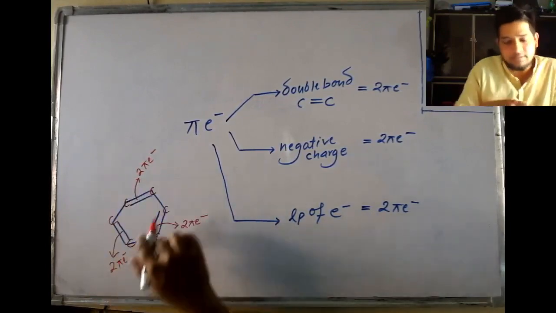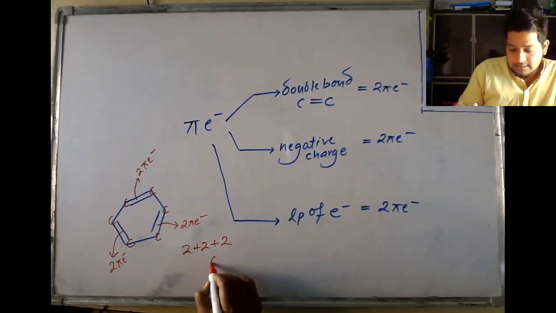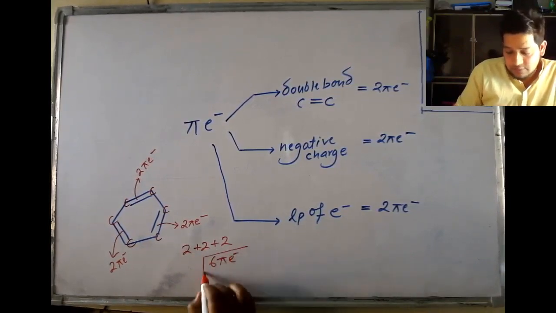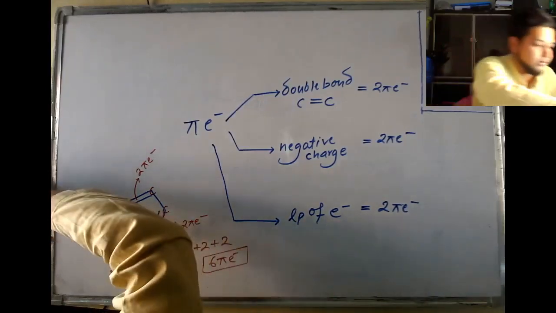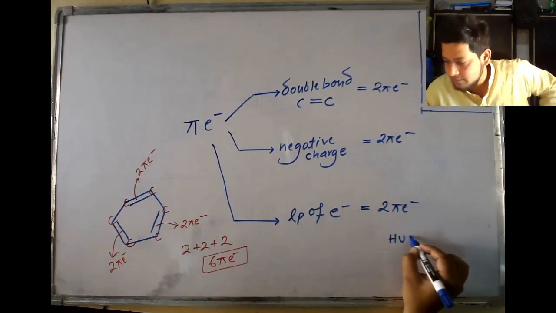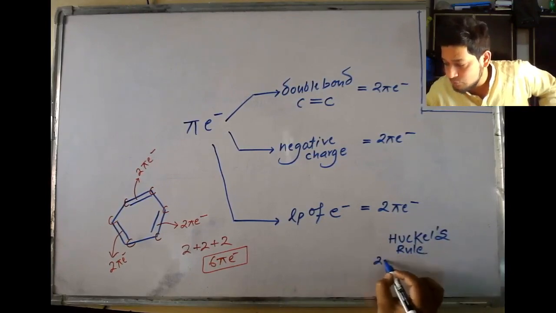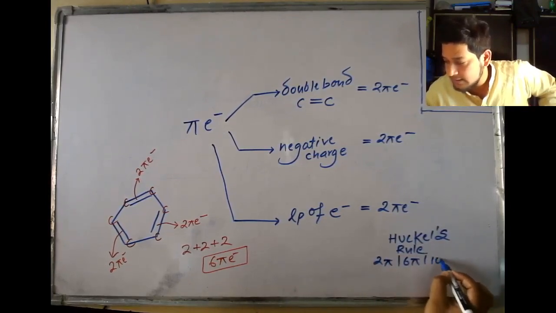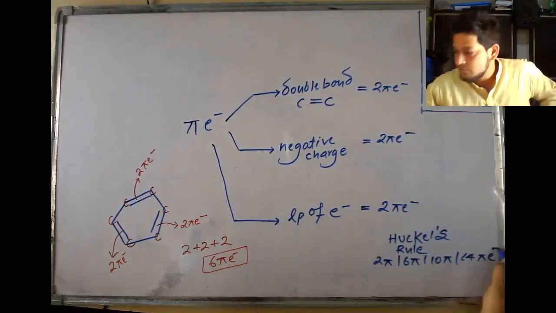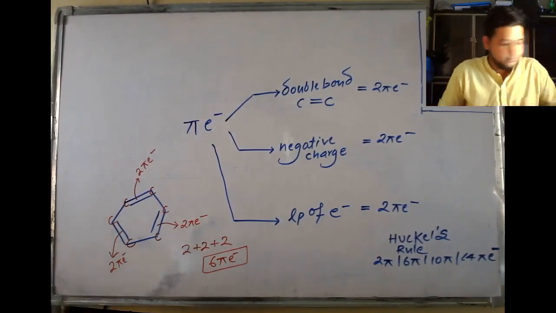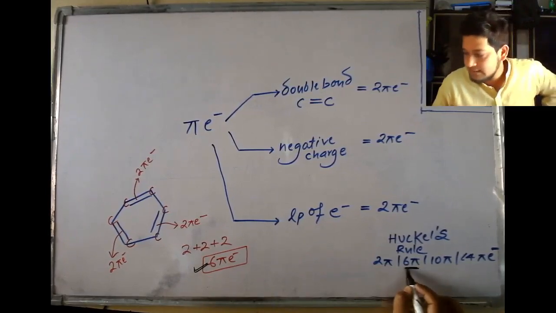Now just go for the summation: 2 pi, 2 pi, 2 pi, 2 plus 2 plus 2, that is equivalent to 6 pi. So in this system we have 6 pi electrons. That is in accordance with Huckel's rule, which we learned in the previous slide. Let me be absolutely sure that you do not miss it. Huckel's rule: 2 pi, 6 pi, 10 pi, 14 pi, and so on, in the order of 4n plus 2. So for this particular question, we have established that our benzene molecule contains 6 pi electrons. So it fits the criteria.